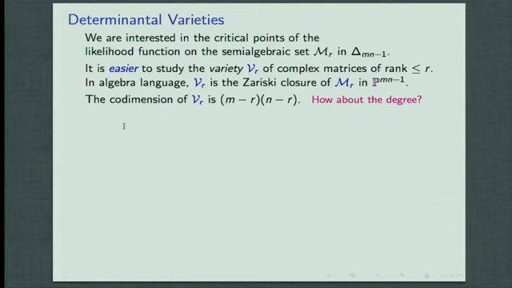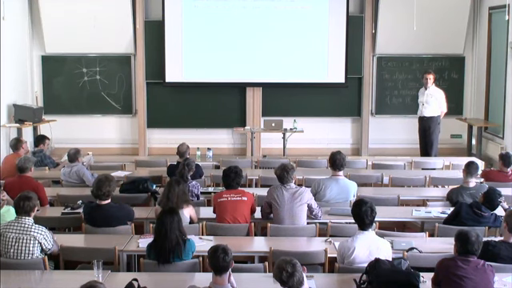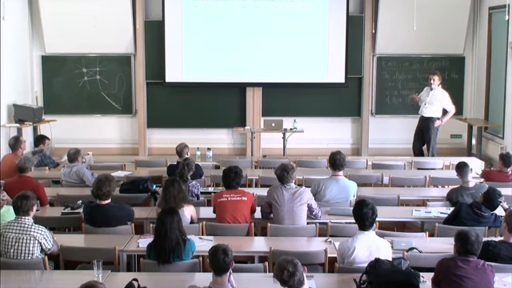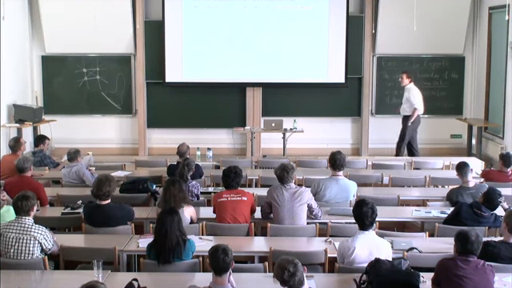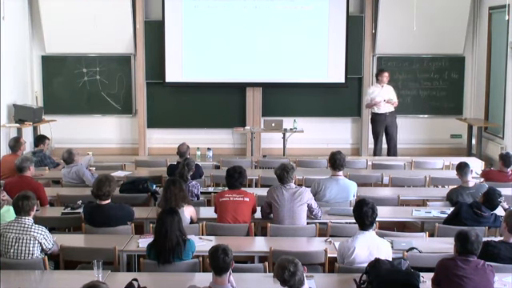So we form the Zariski closure of our manifold inside complex projective space. Emmanuel this morning had the formula for the codimension. So here it is again. The codimension is (m minus r) times (n minus r). So that's the degrees of freedom in making a rank r matrix. Is that clear?